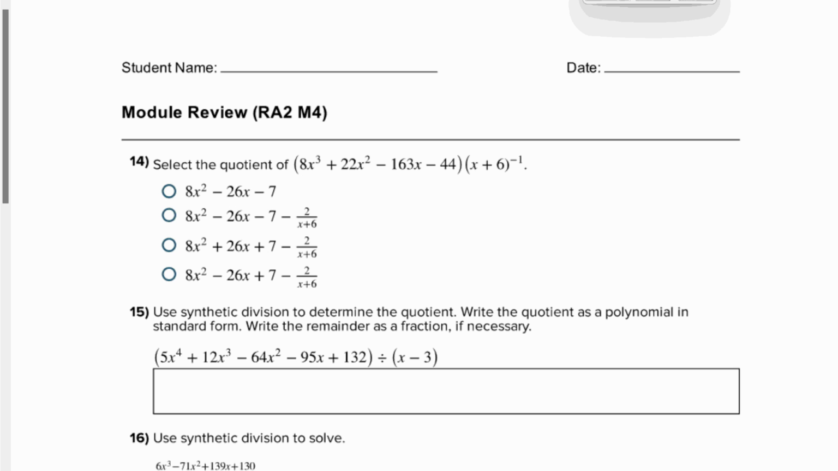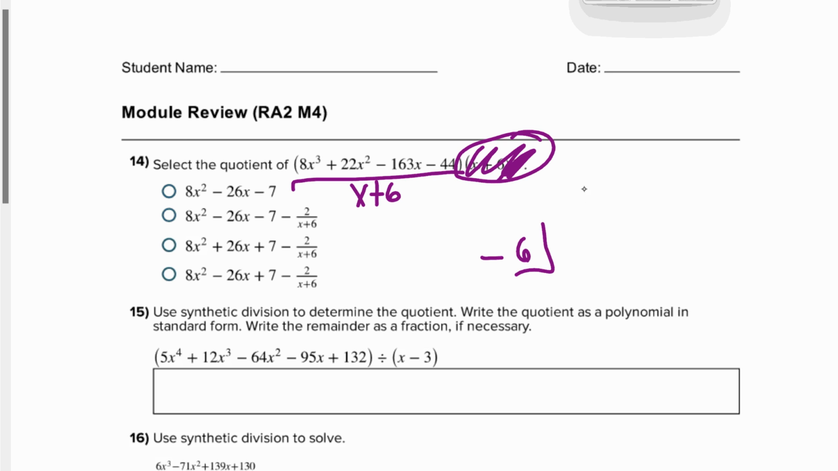Okay. All right, number 14. Looking at number 14, this negative exponent basically can be rewritten as x plus 6 on bottom, just like that. So this one we can do synthetic division. Negative 6 goes in the box.